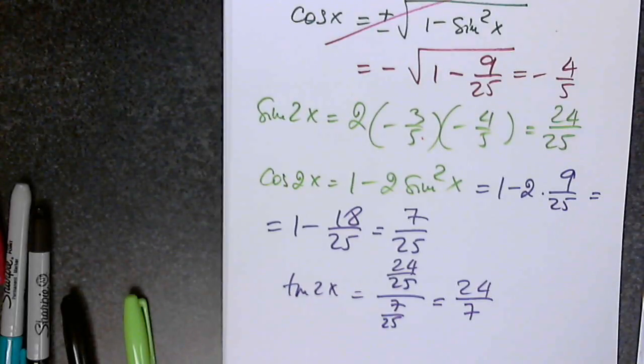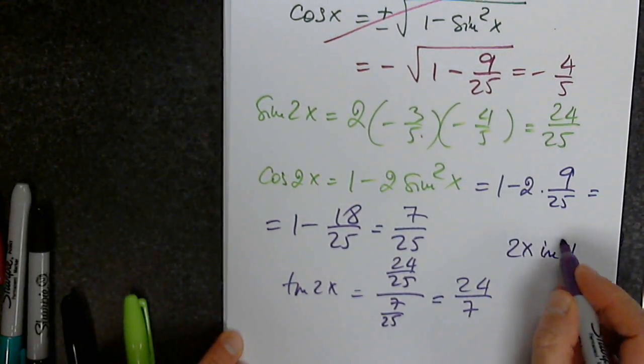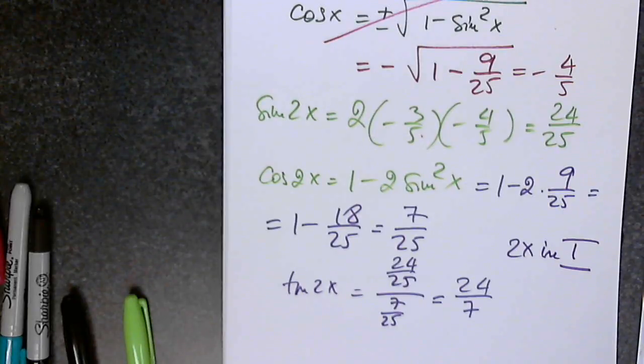How much is sine twice x? 24 over 25. How much is cosine twice x? 7 over 25. Where can that ever happen? In the first one, of course. So 2x is in the first quadrant since both sine and cosine are positive. Very good. So please choose one from 37 through 42.